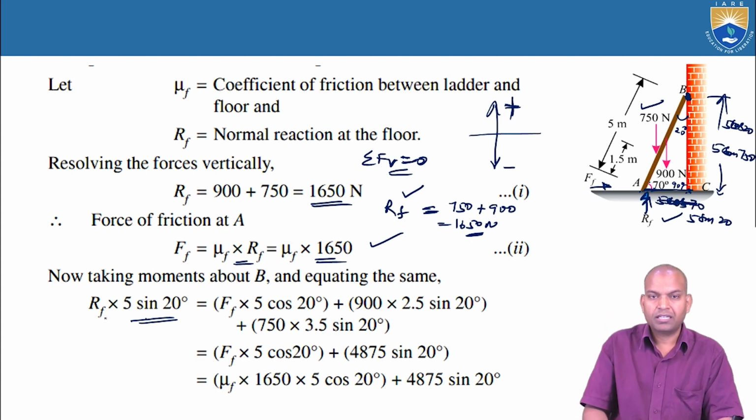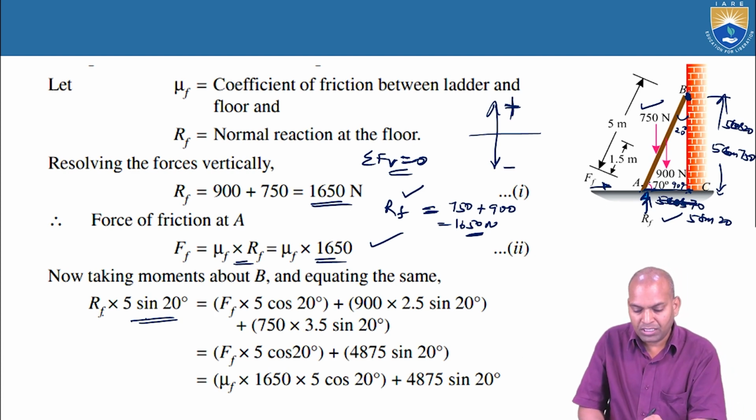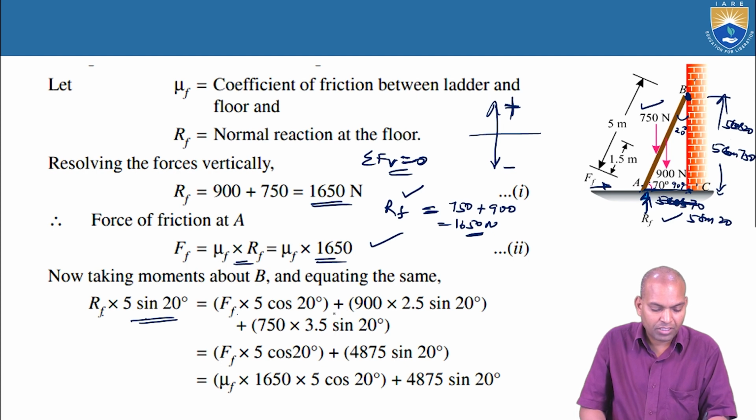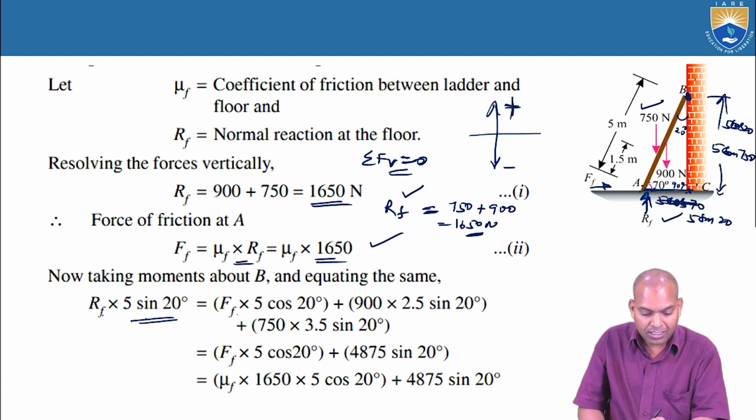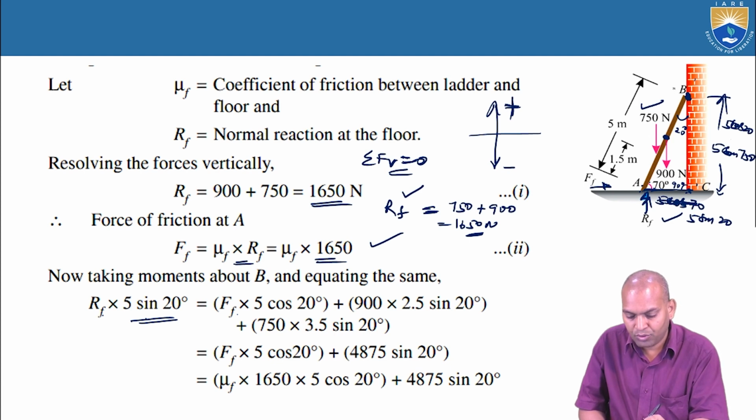Now we consider 5 times sin 20. RF into 5 sin 20 equal to, what about FF? The FF into this distance, moment equilibrium, 5 cos 20. FF into 5 cos 20 plus 900 times 2.5. Where is the 2.5 distance? This is 900 times 2.5, again 2.5 meters. This distance we want.